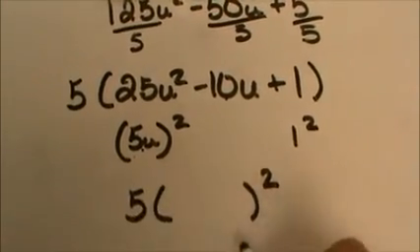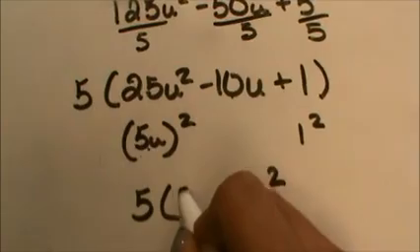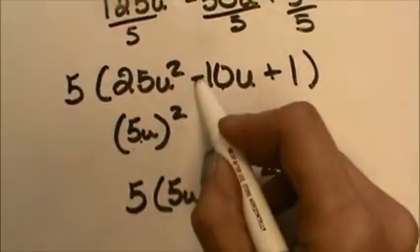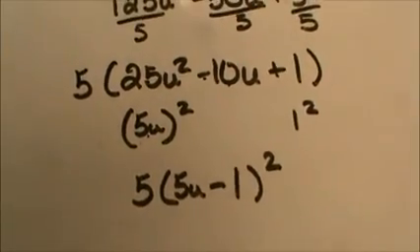I'm going to put the 5 in front. What goes inside? My 5u from over here, my 1 from over here. I'm going to use a subtraction sign because the 10u is negative.